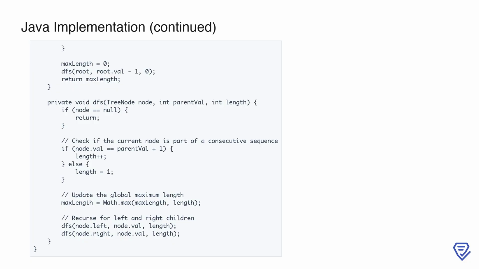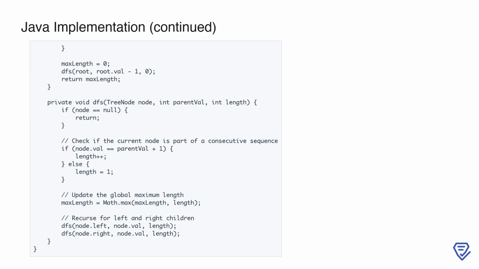Inside the DFS method, we first check if the current node is null, and if so, we simply return. Otherwise, we determine whether the current node is part of a consecutive sequence by comparing its value to the expected next value, parent val plus 1. If it matches, we increment the sequence length, otherwise, we reset the length to 1. We then update the global maxLength variable to ensure it always holds the longest sequence found so far.